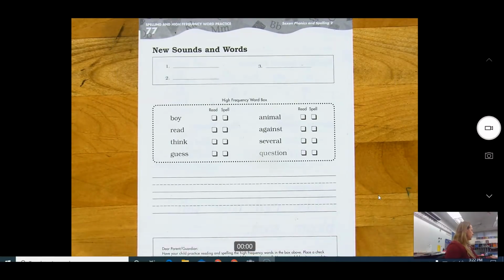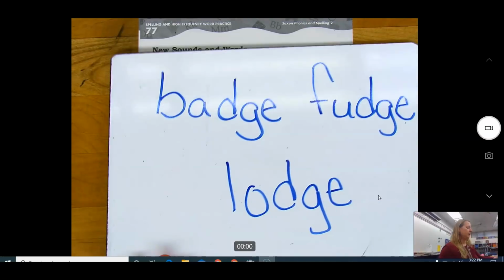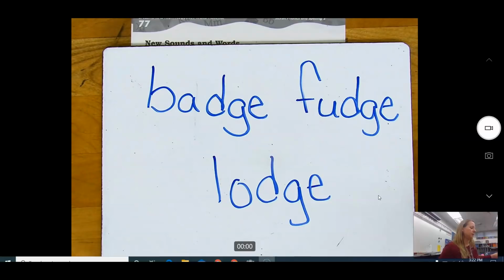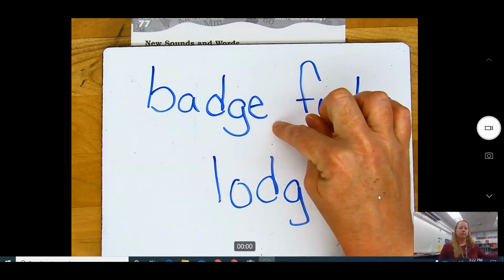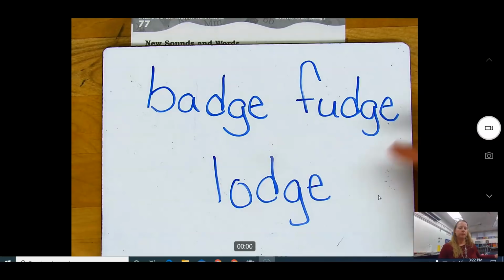Okay, echo these words and listen for the sound they all have in common. Badge, fudge, lodge. What sound do you hear? The J sound, right? What letters are making that sound? Okay, maybe the GE, but what do all of those words have in common? What letters do they all have? The DGE. Okay, how many of you knew that the letters DGE could sound like J?